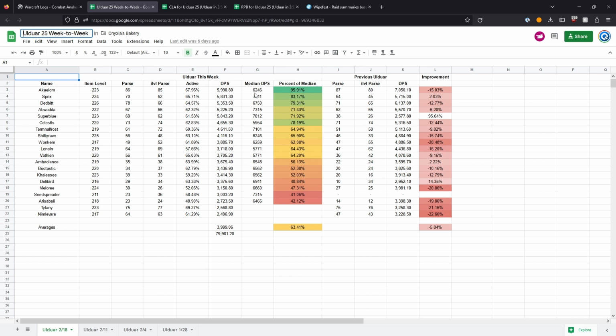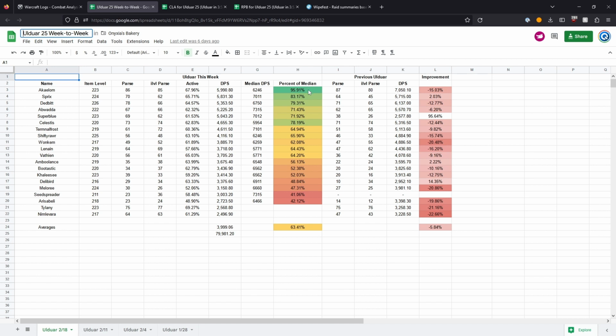The median DPS is how the DPS that as many people did above as did below. So it's the very center of the DPS range as reported by the logs. We pull it for the last 2 weeks and we pull it for all the older bosses. So we put that in next to everyone.